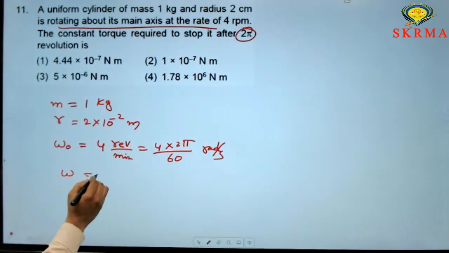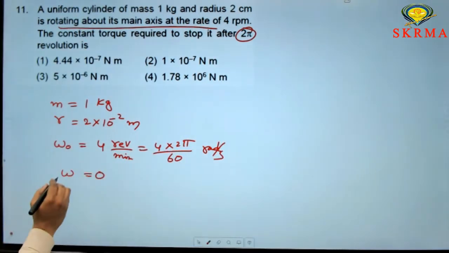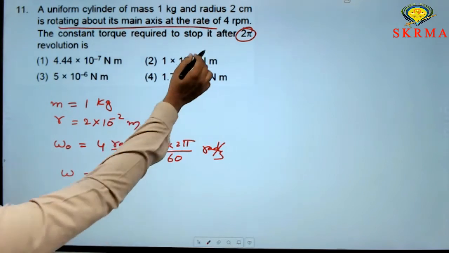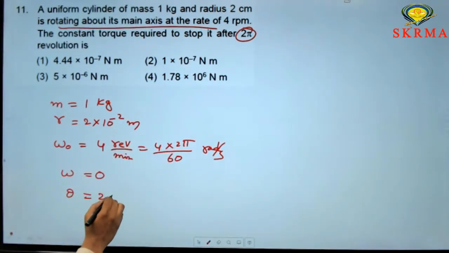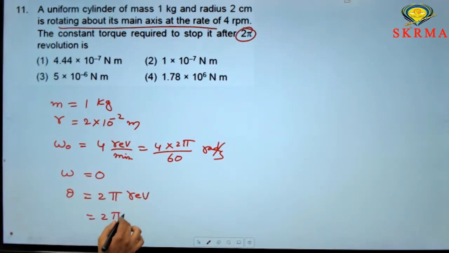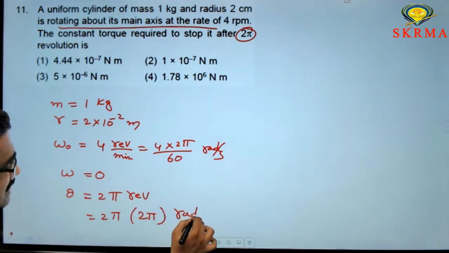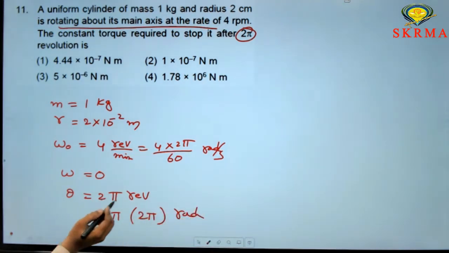Next. Omega equal to 0. Now, what is the time taken? Angular displacement is given as 2 pi revolutions. 1 revolution means 2 pi radians, so just convert this into radians. 2 pi revolutions means 2 pi into 2 pi radians. That means 4 pi square radian.